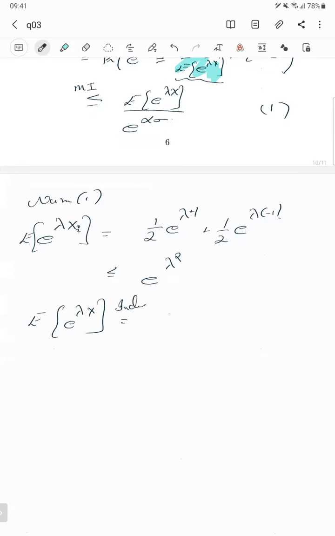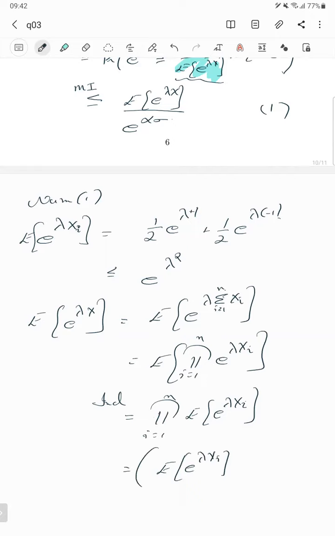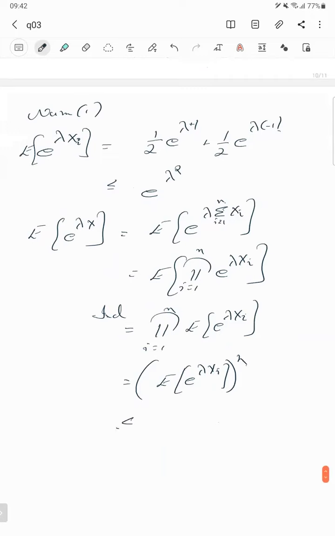Since you have independence. Okay, first let me write it as e raised to lambda sigma xi, i equal to 1 to n, which becomes e times pi i equal to 1 to n e raised to lambda xi. Now, because of independence, I can write it as pi equal to 1 to n e raised to lambda xi, and hence this is all the same for all of them. So this is e raised to lambda xi the whole power n, which each of them is bounded above by e raised to lambda squared. So this will be e raised to lambda squared n.